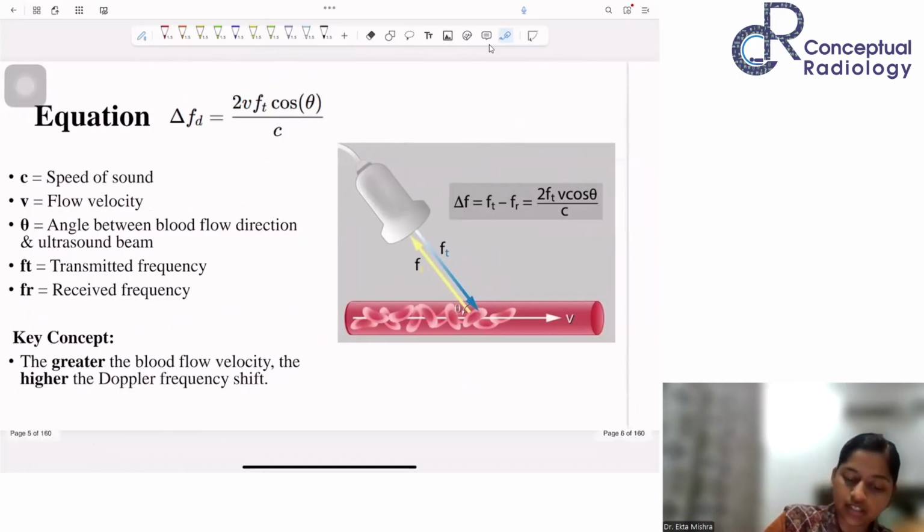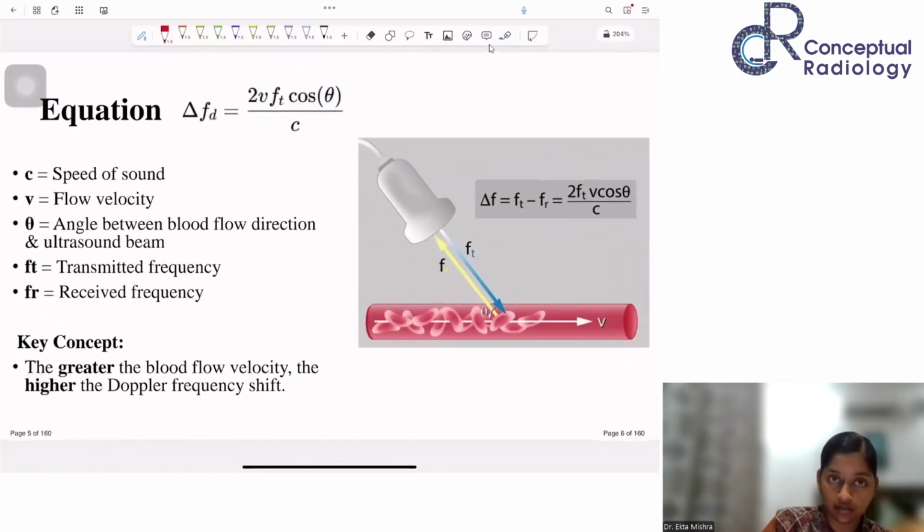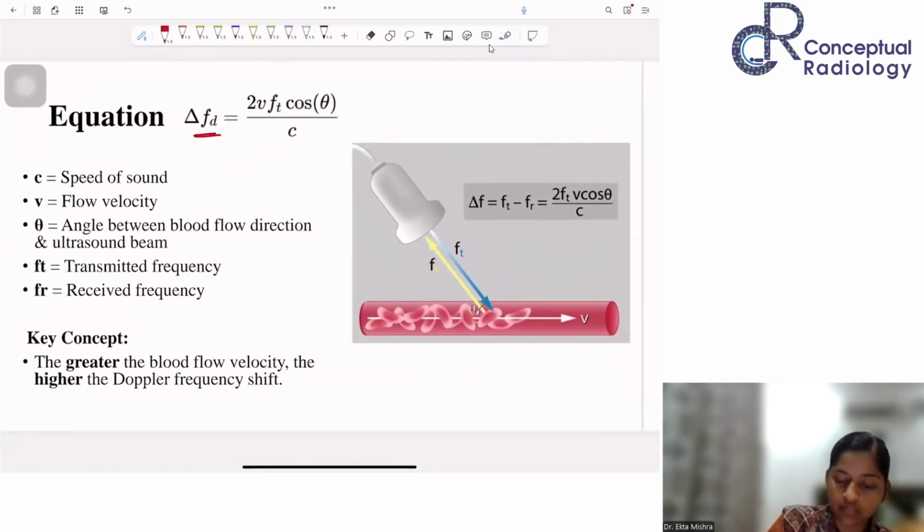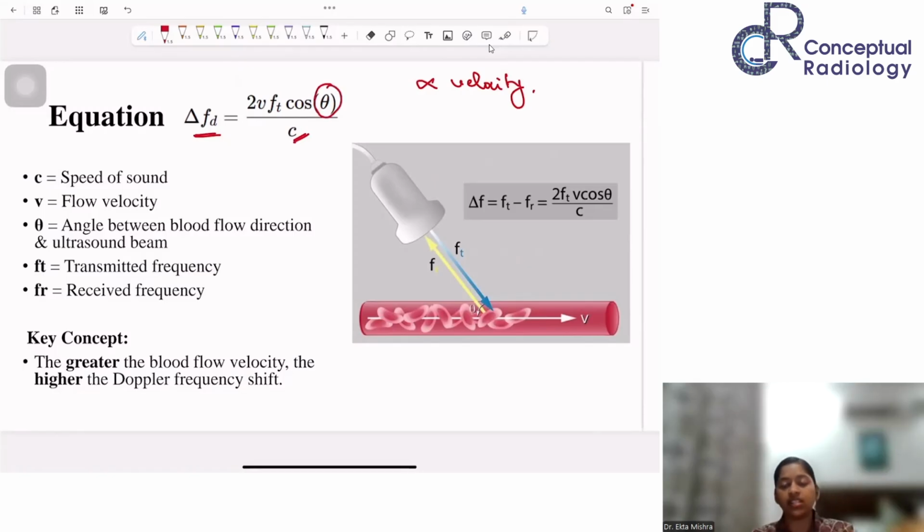So the frequency shift is proportional to the velocity of the moving object. In our case, it's the blood. What is C? The speed of sound in that medium. Then the angle. The Doppler angle is very important because it's helping us in calculation of velocity, and it is one of the factors which is modifiable.